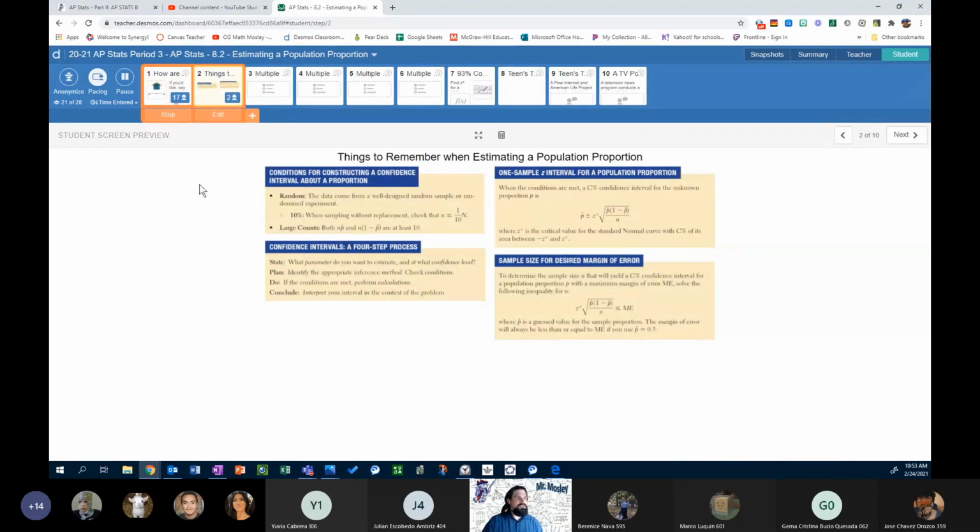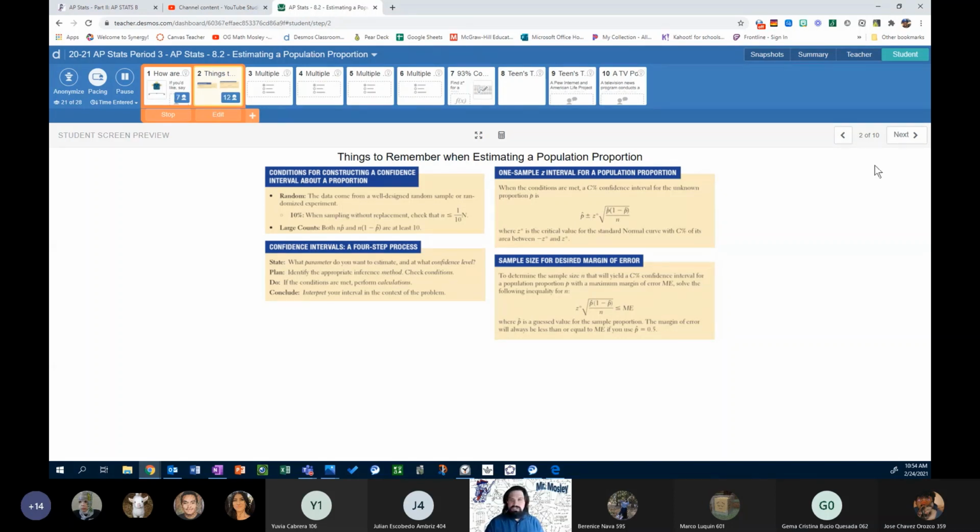This is just a quick review of some of the main things from section 8.2 that we learned yesterday. I apologize that they're small. I don't know how to make Desmos make pictures bigger. I'm sure there's a way, I just don't know how yet. But these are 4 things that are important to this section, right?